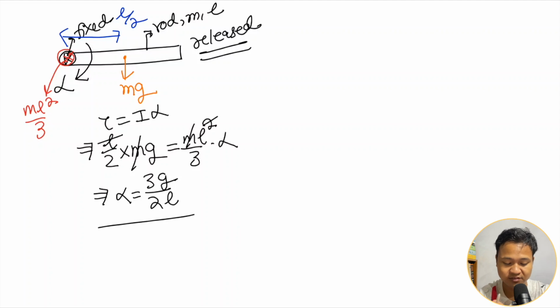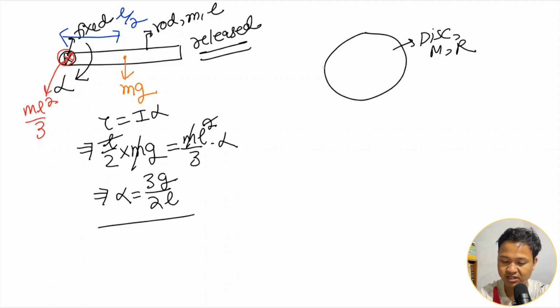Now the same thing can be done for other objects, not only a rod. So for example you take a disc. Suppose you have a disc of mass m, radius r, which is fixed at a point on its edge. So if I release this, it can rotate. Okay, the center of mass is here, so mg acts downward, and it is going to rotate clockwise.